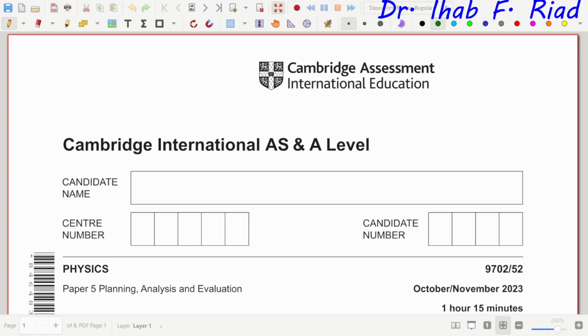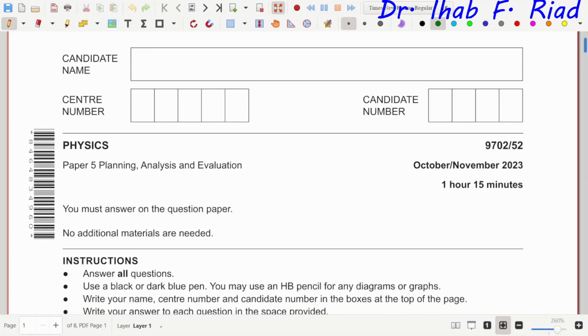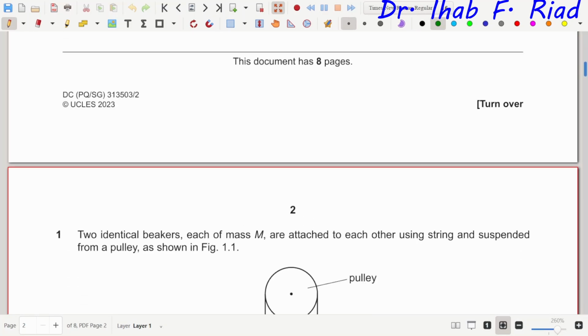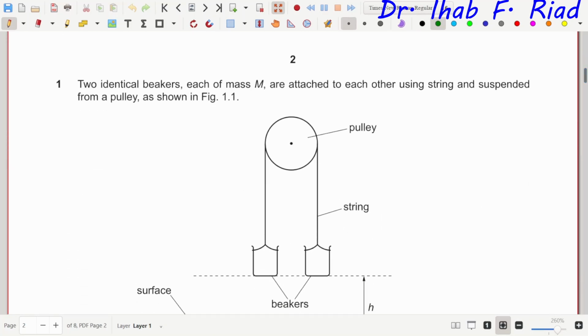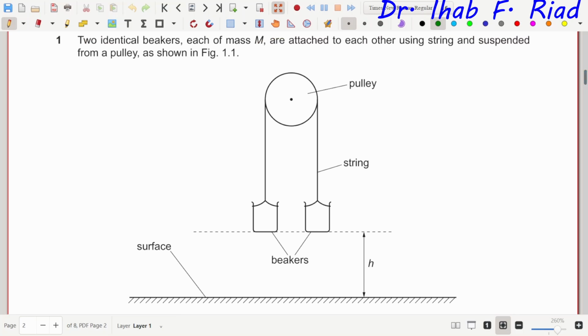Okay, today we are going to go through the exam for October-November 2023, variant 52. For the first question, if you can read that: two identical beakers, each of mass m, are attached to each other using string suspended from a pulley, as shown in figure 1.1. So this is the setup that we are given for question number one.